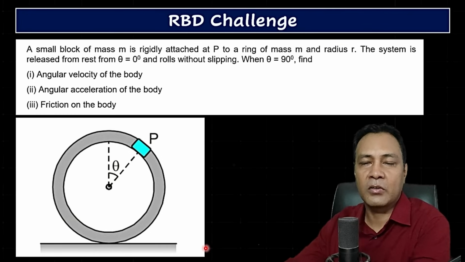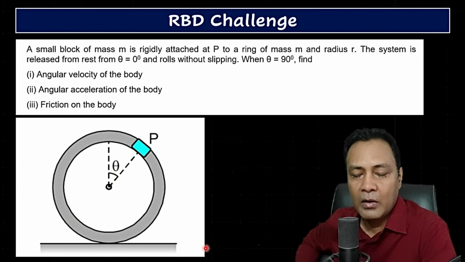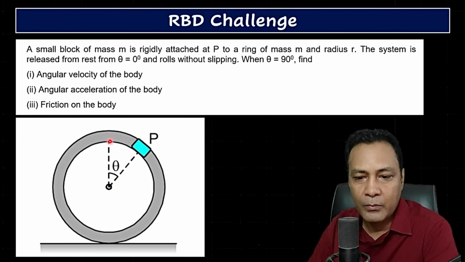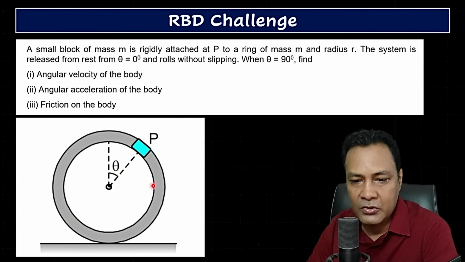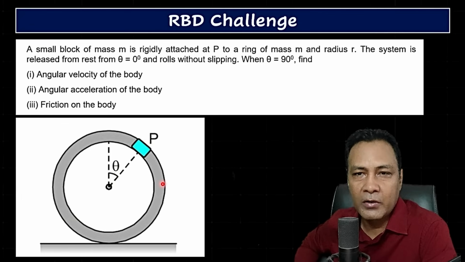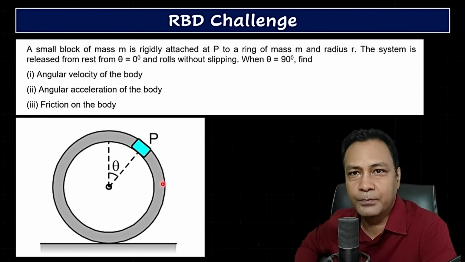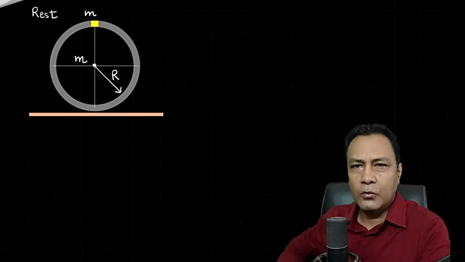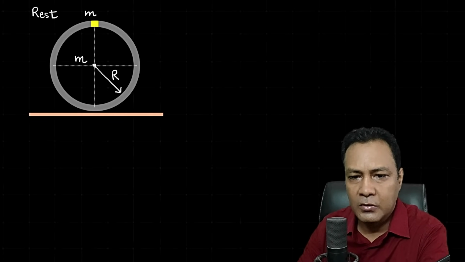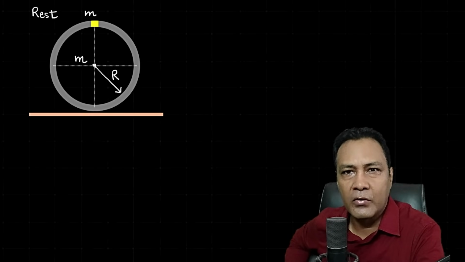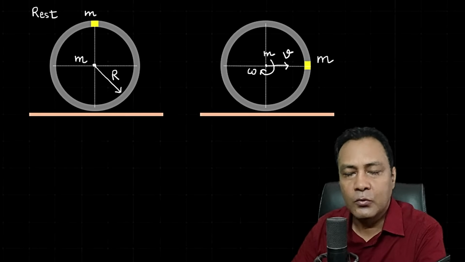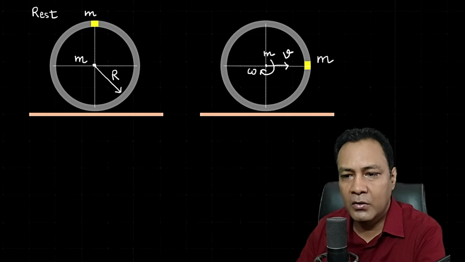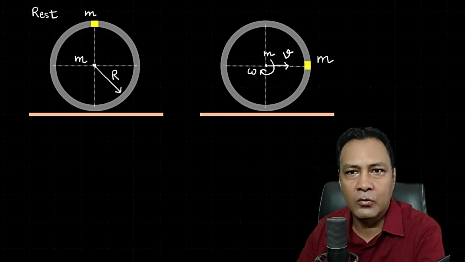The surface is sufficiently rough, meaning it will always roll without slipping, and we gave a gentle push so that it starts rolling. And when theta becomes 90, meaning this block P reaches here, at that moment we want to calculate the angular velocity of this system, the angular acceleration and the friction acting on the body. All right. So we start from this position. In this position, this mass was at the highest point, and we gave a gentle push. And now it has reached this position, and the center of the ring has got a velocity v, and the assembly got angular velocity omega.